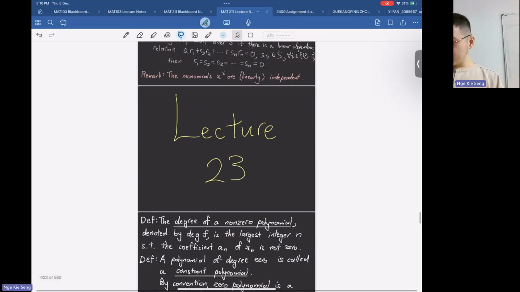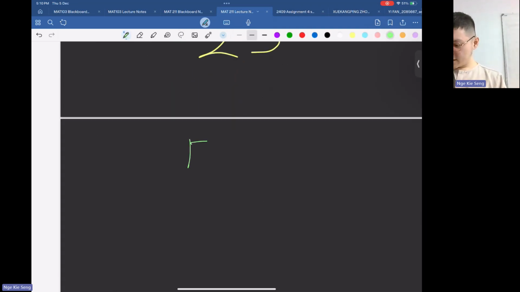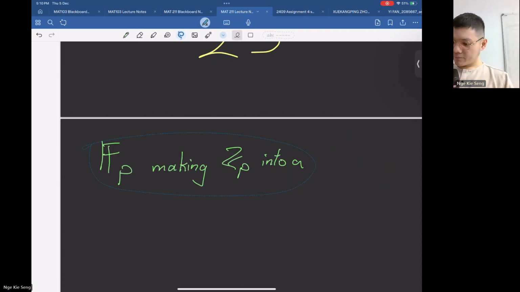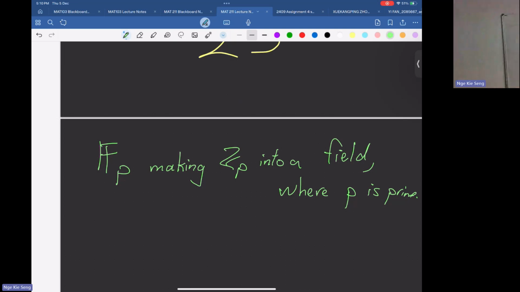All right. If you notice in my previous year notes, you will see some notation like F_p. So what's F_p here? F_p is making Z_p into a field, where p is prime. How do we make Z_p into a field? Whenever we discuss this kind of general statement, you should pick a p for yourself to think about it. What kind of p can you pick? For example, Albert, what prime can you pick?